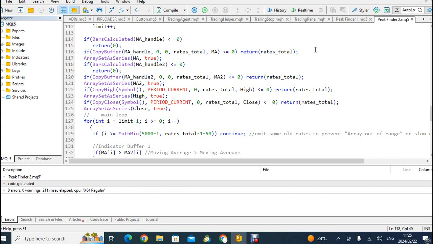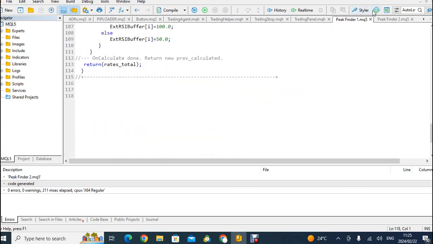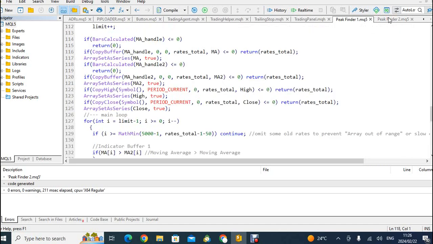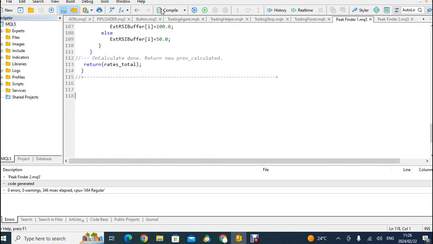I've got many different tools that I use. Some are on sale, some are not on sale, but let's look at this particular one, which is the peak finder. Okay, so I use a couple of indicators combined. I compiled a list of indicators, and then I coded them into one.